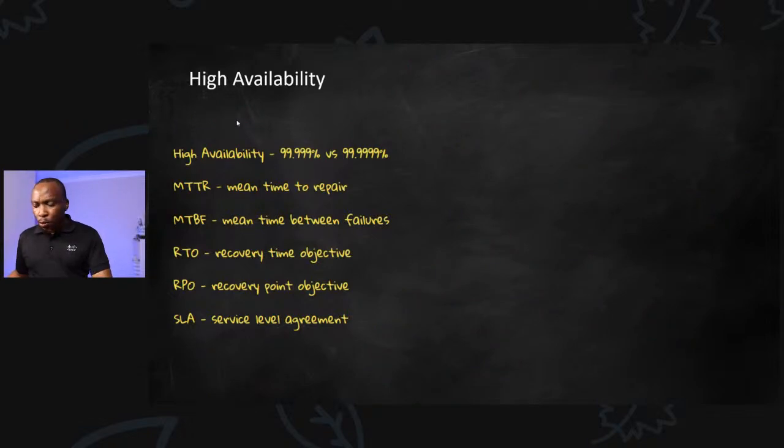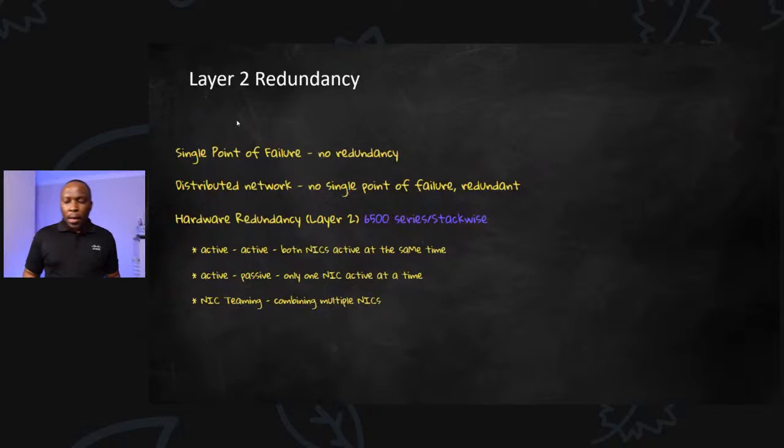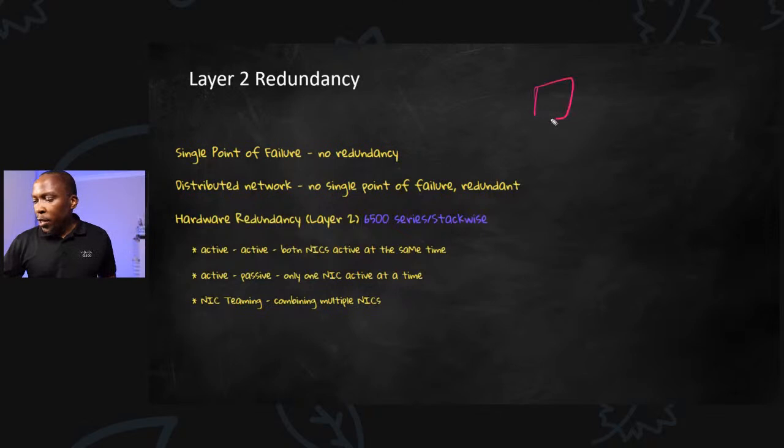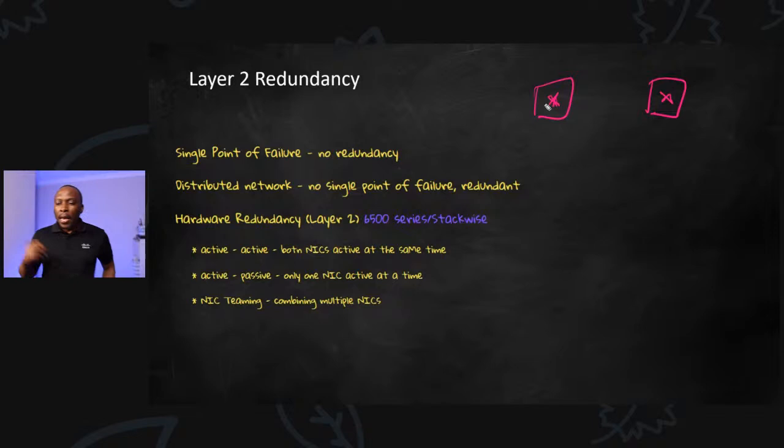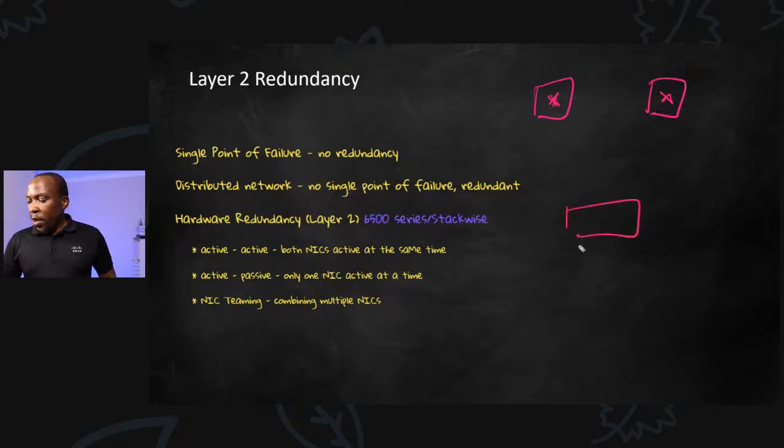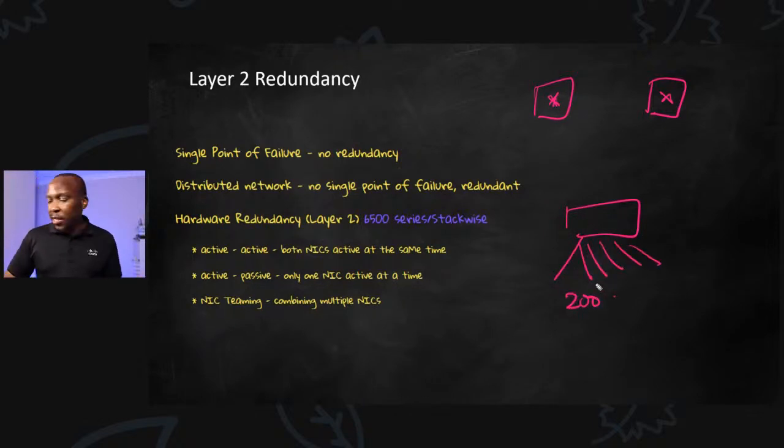And that takes us to the redundancy options that we have on our network. So we've got layer 2 redundancy, and layer 2 redundancy basically looks at our switching infrastructure. And we say that we have switches on our network. Right, so this is our switch, this is our switch. A single point of failure is when we have one switch that is connecting, let's say, 40 users hanging off one switch.